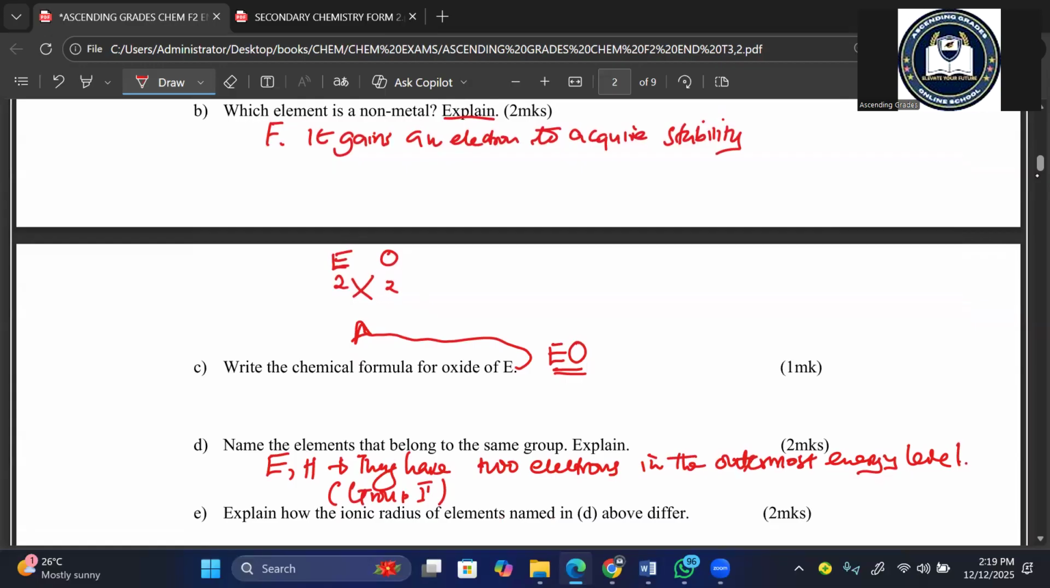Then you can carry this question. Explain how the ionic radius of the element named in D differs.